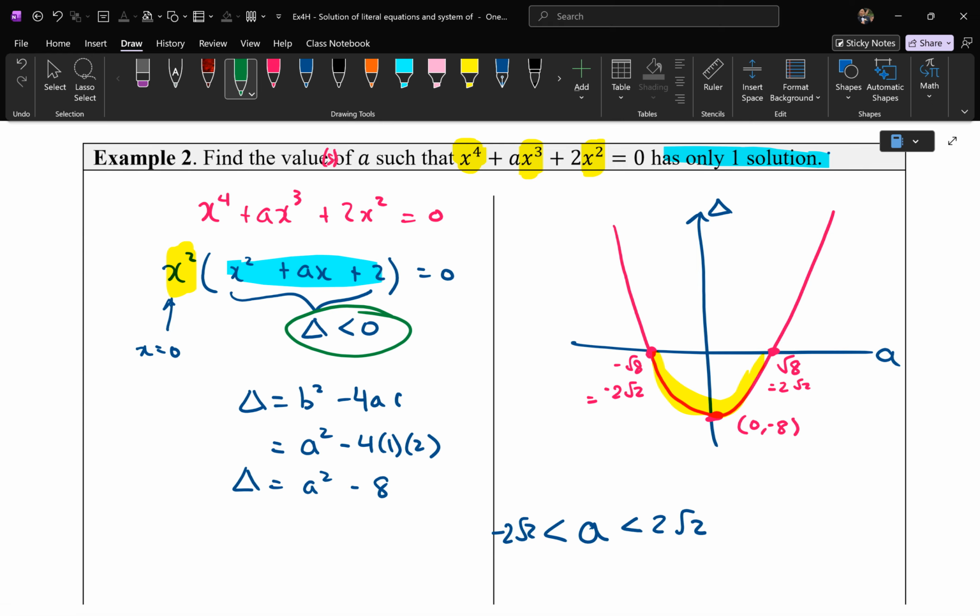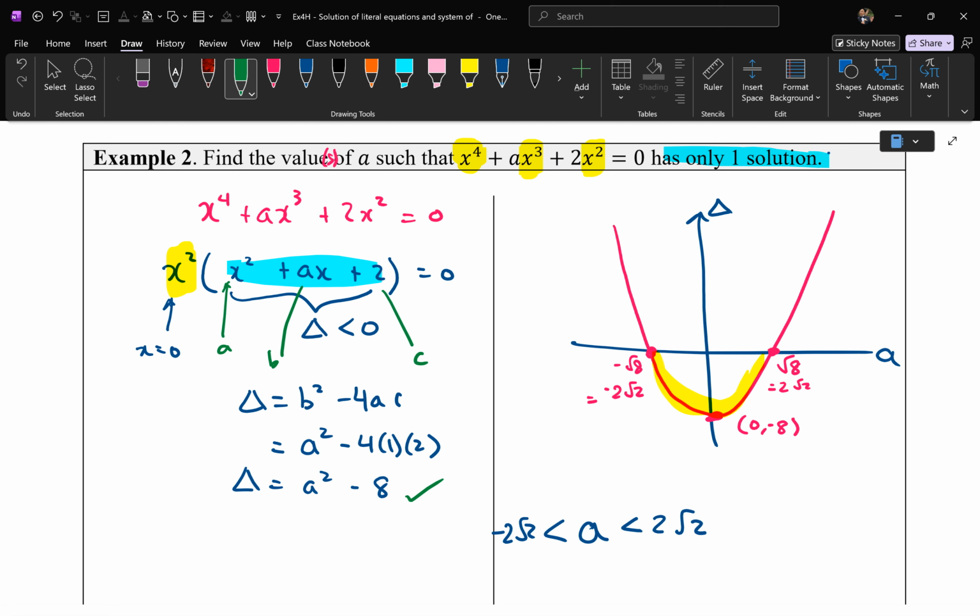So then I go, okay, well, discriminant is b squared minus 4ac. A is clearly 1. B is a, and then C is, so I'm going to write here B, A, C. Sub it all in, and I get a squared minus 8.